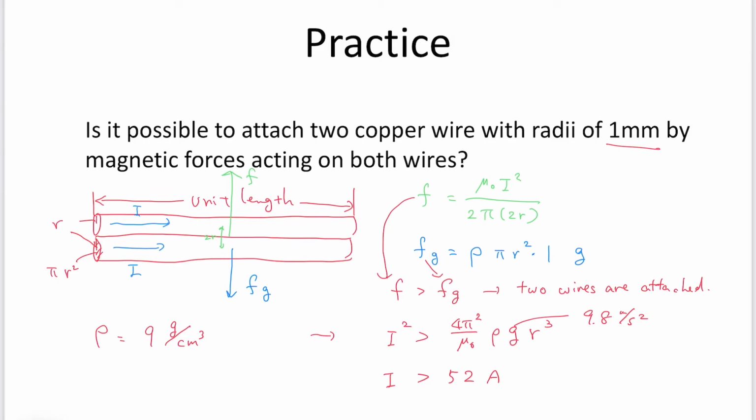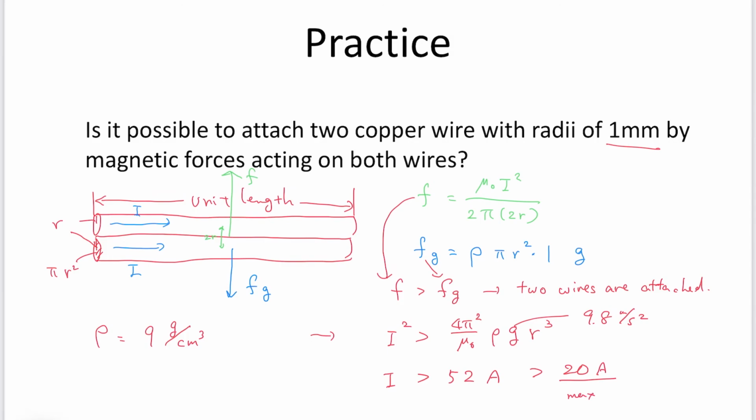If the current is larger than 52 amperes, then the wires should be attached together. But a wire with a 1 millimeter radius is able to carry a maximum current of 20 amperes. So this is larger than 20 amperes. This is the maximum current a wire with a 1 millimeter radius is able to carry.